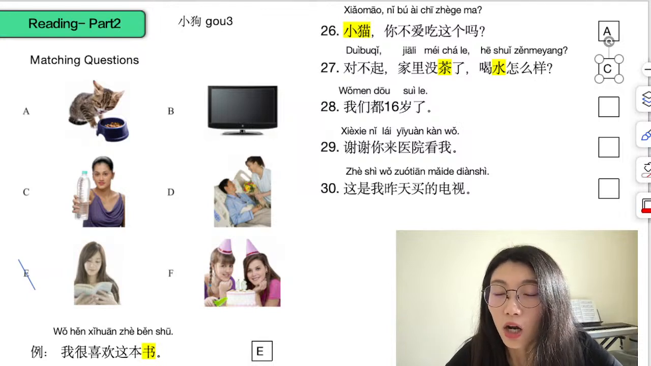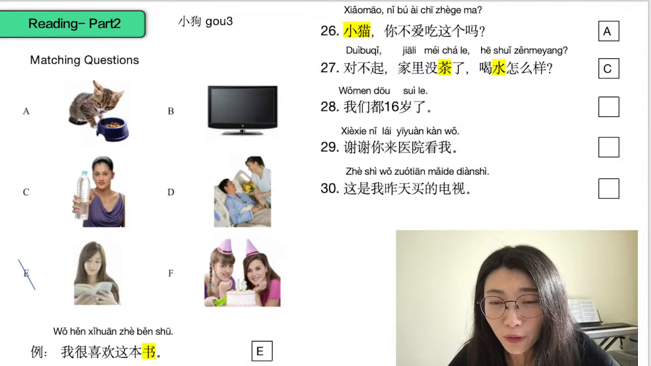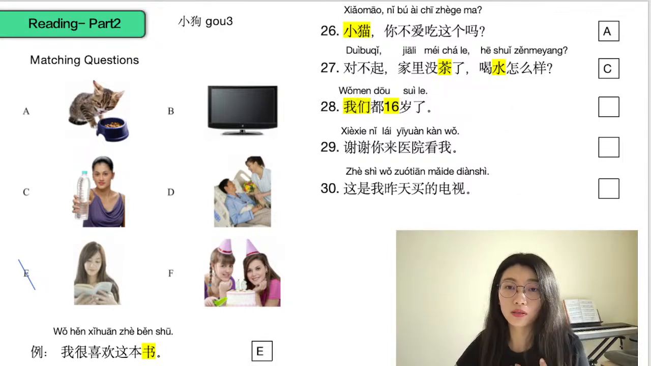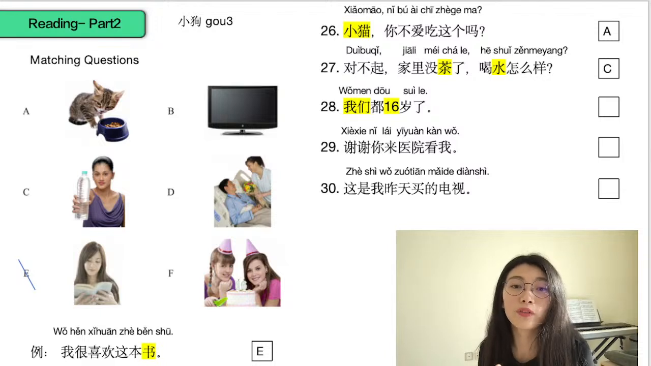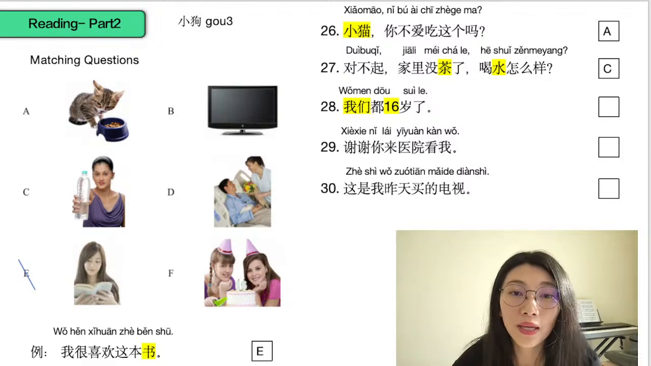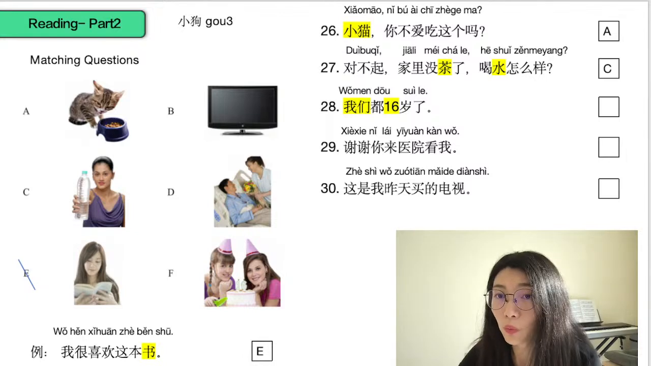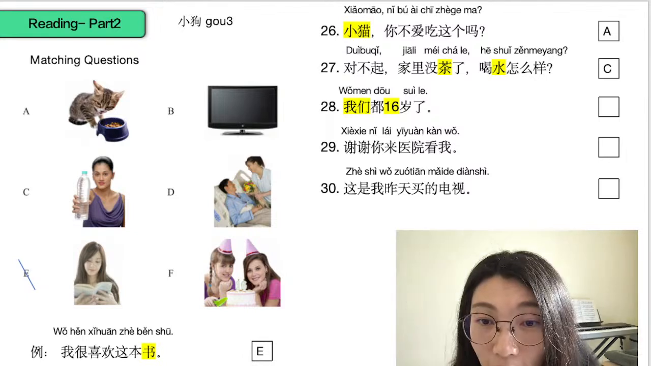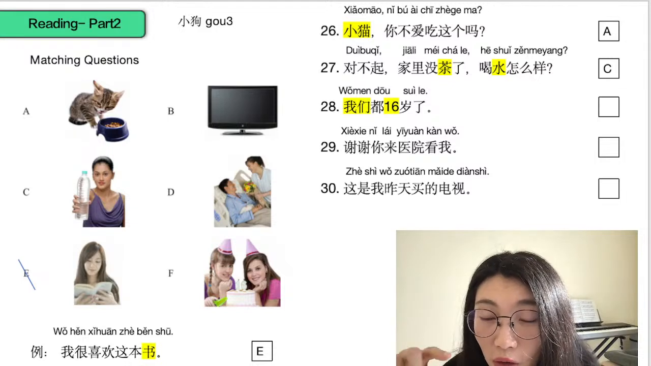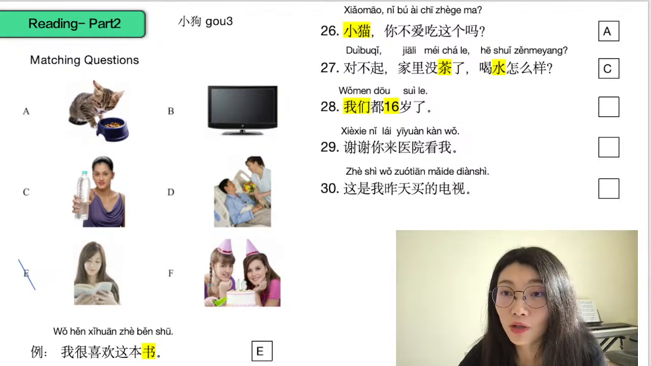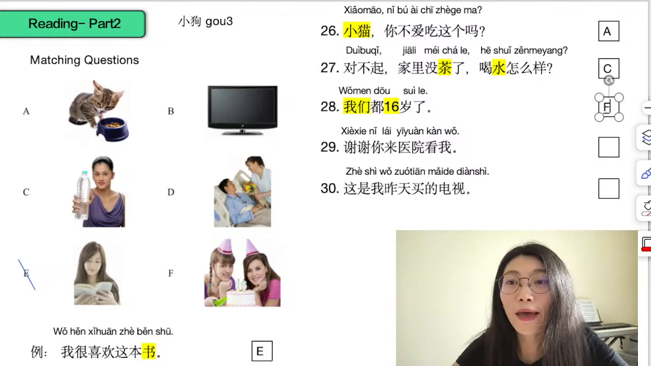好，28，我们都16岁了。Okay, here we know that there is a word 16 and 我们 is us. It's about 2 or more than 2 people. So it won't be A, C, B, E. So it's like a 2 person. 我们, what, 16 here, only F. There is 16, the birthday cake. 岁, we are 16 years old, so we choose F.